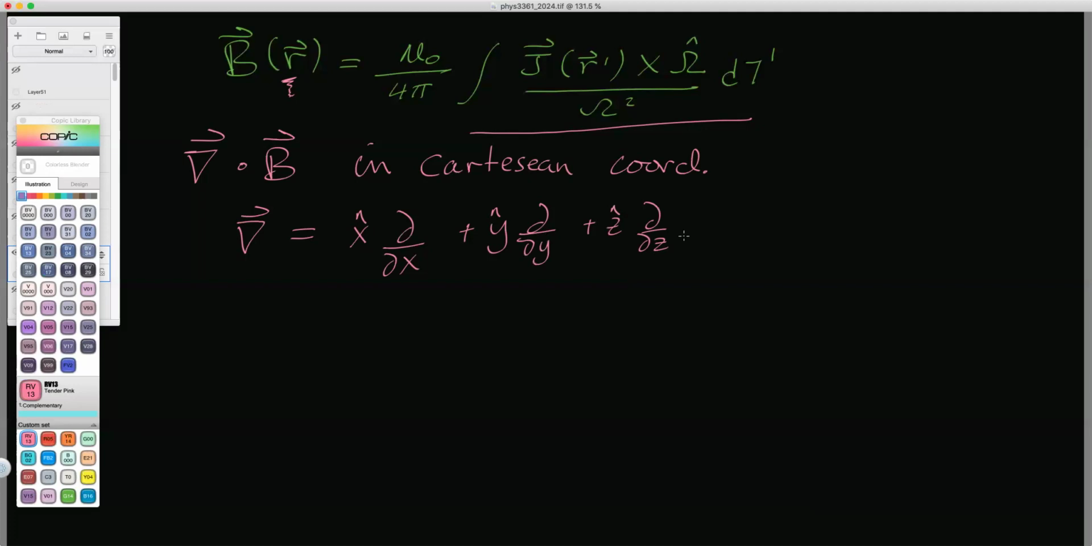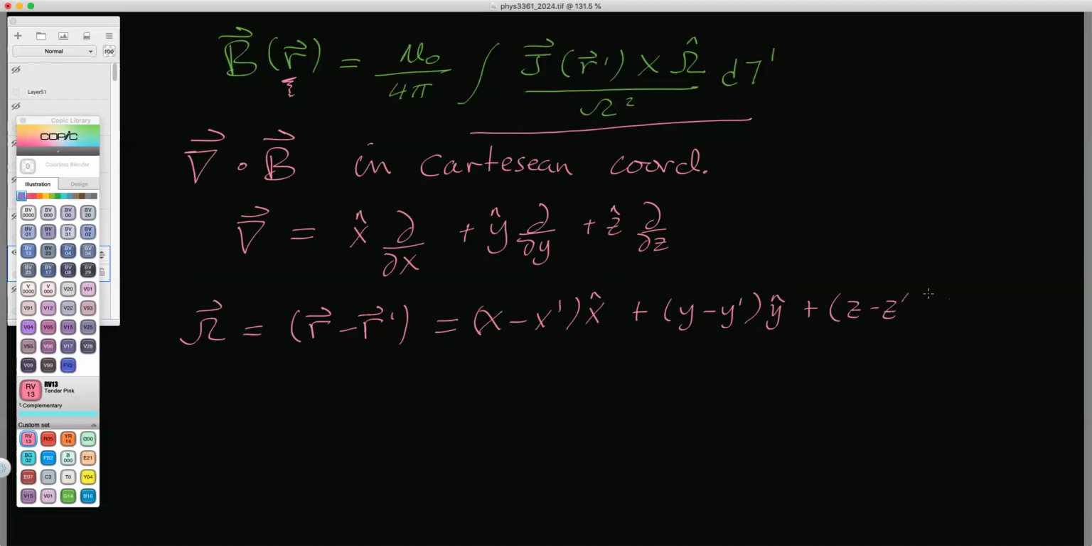Let's remember also, let's look at omega. As we know, omega is r minus r prime. In Cartesian coordinates, that's x minus x prime, x hat, plus y minus y prime, y hat, plus z minus z prime, z hat. Sorry, I said something else.